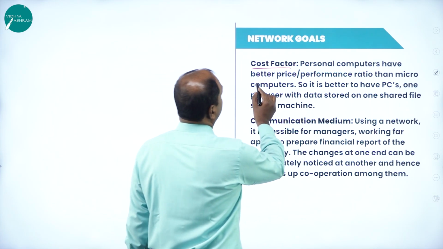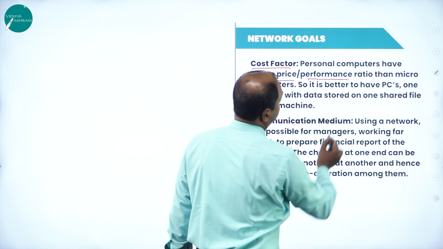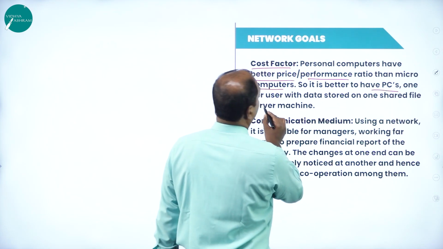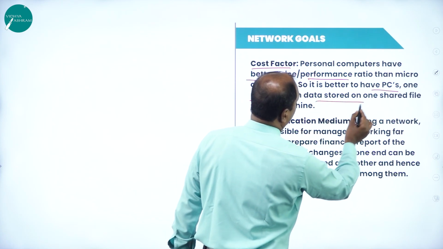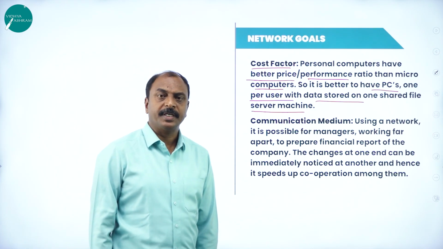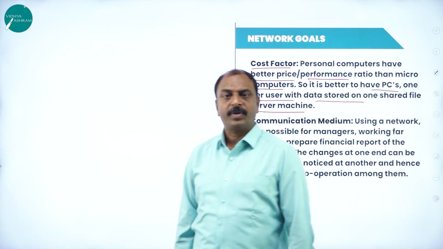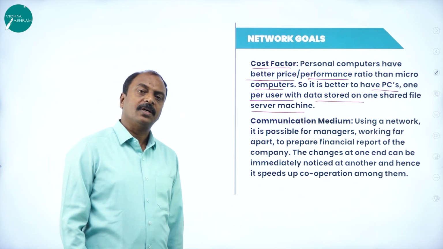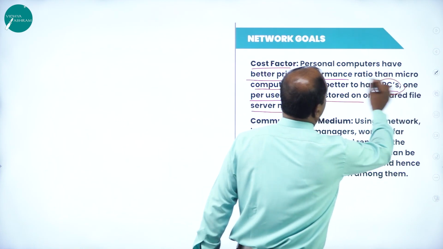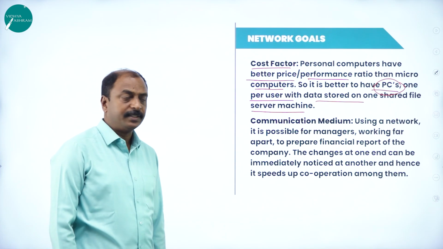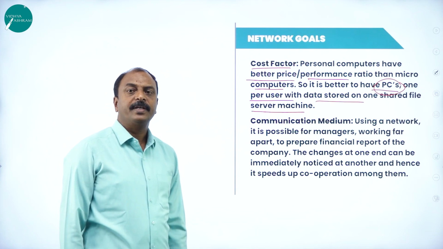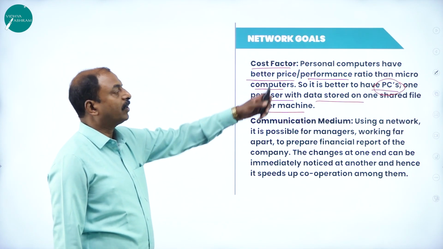Next one is cost factor. Personal computers have better price or performance rather than the microcomputer. So it is better to have PCs, one per user, with data stored on one shared file server machine. The concept here is that in a network, it is better to have one system where we can store different software resources or hardware resources, and we can have different PCs, so that it is cost effective. We can use PCs in networking to access the different resources. So this is a cost factor.